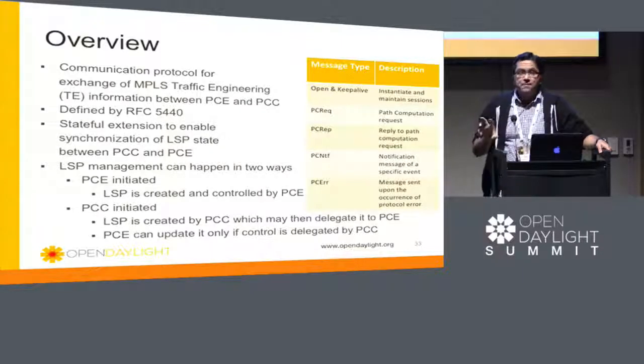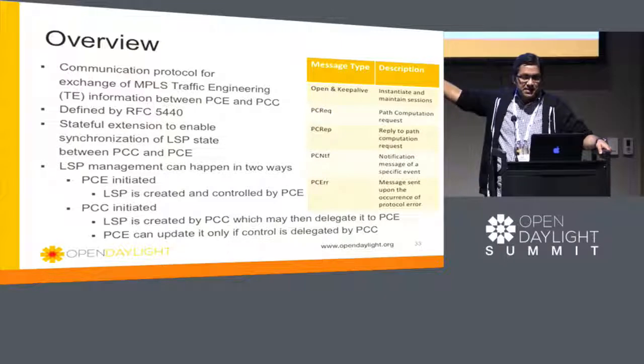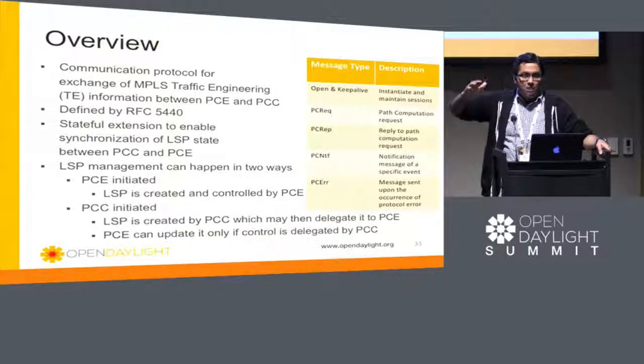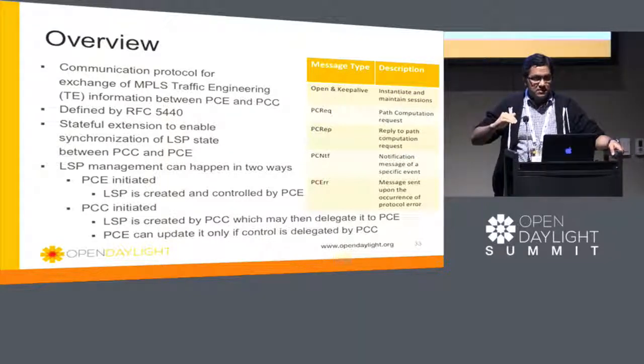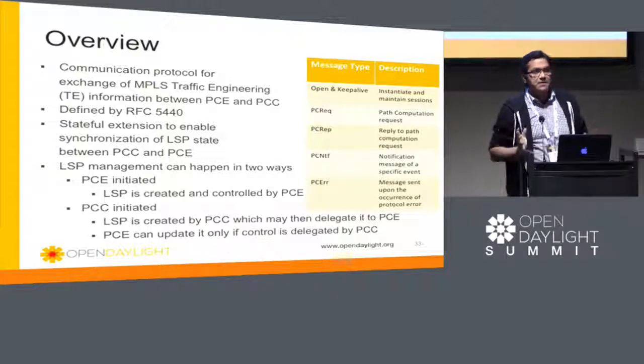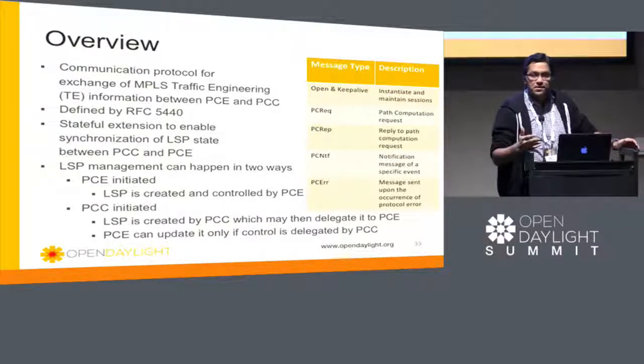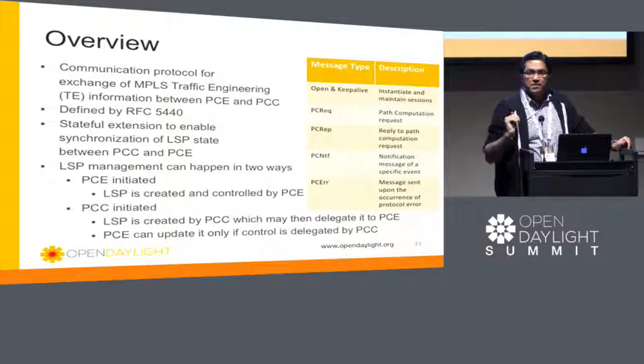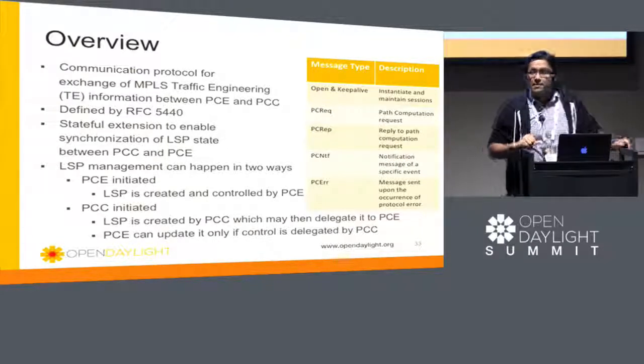So in PCEP, there are two ways you can create a tunnel. One is you can initiate the tunnel from the controller, in this case the PCE, or you can create the tunnels from the PCC, which are called PCC initiated tunnels, and you can delegate that tunnel to the controller, saying that this is the LSP I have created. Now you control it. You can adjust the bandwidth or play with it. So there are two ways the LSP initiation process can happen.